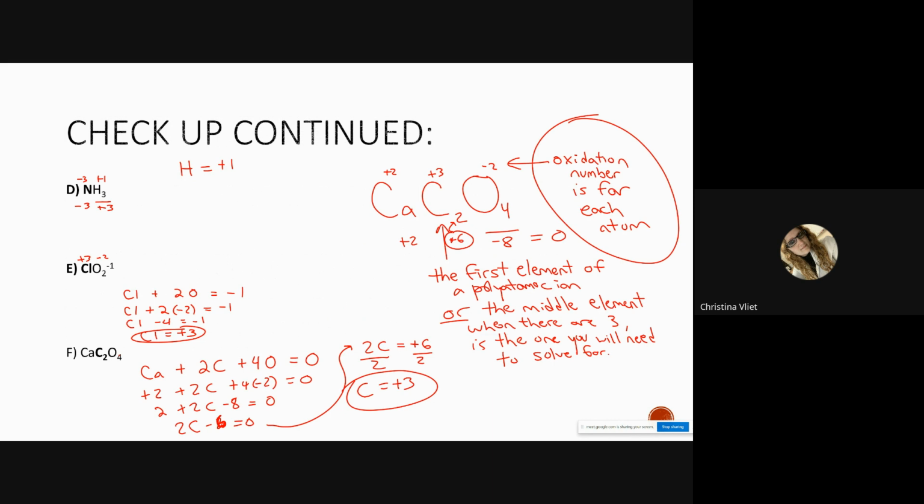Oxidation numbers are always given for each atom. So that means oxygen is minus 2, carbon is positive 3, and calcium is positive 2. This is something that a lot of students make mistakes on, so be careful. When you answer the oxidation number, you answer for each atom, not the total of them.